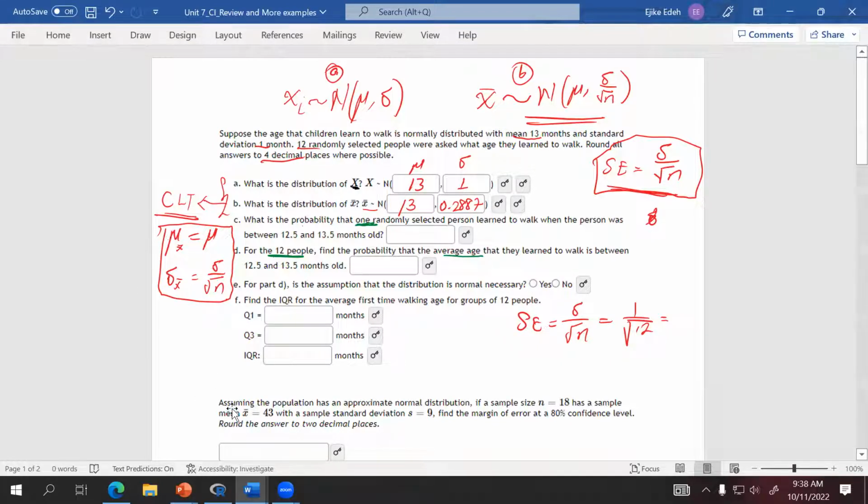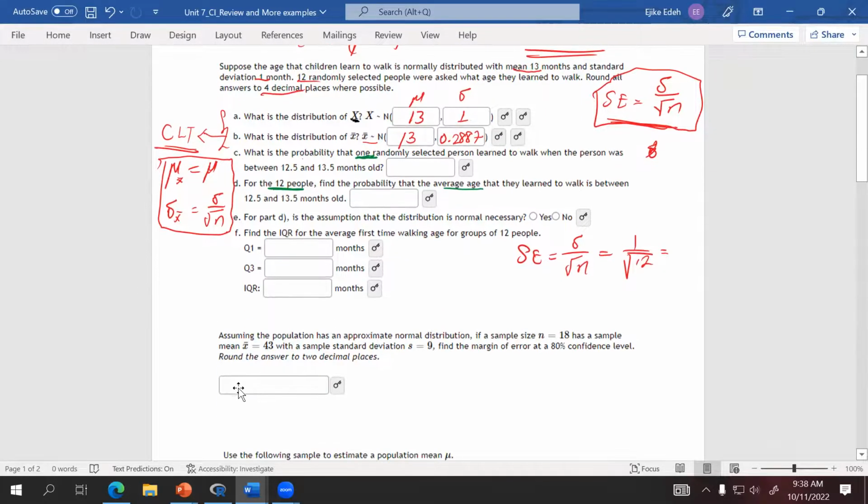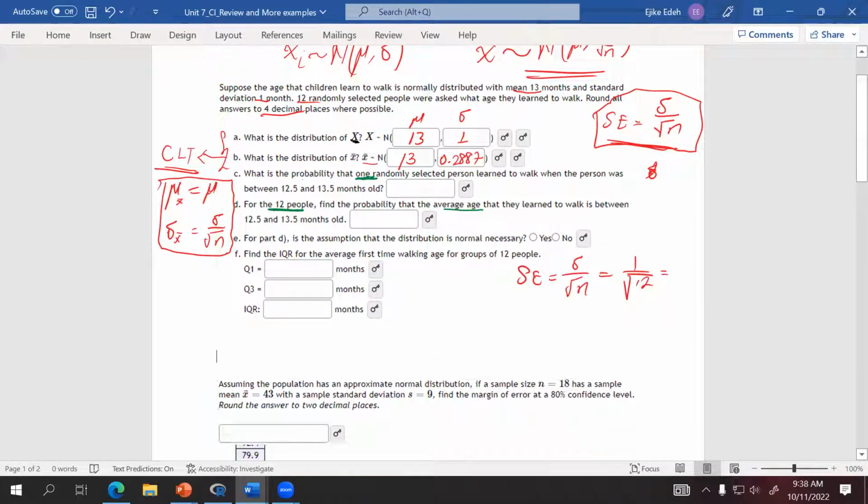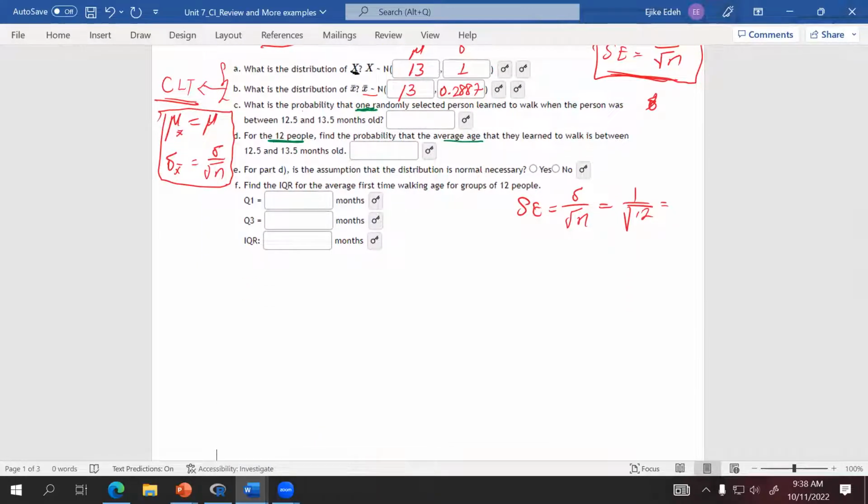Okay, so let's go ahead and take care of this. Okay, it seems we are not going to be messing up today. So let's move it on. So let's go ahead and look at question C.